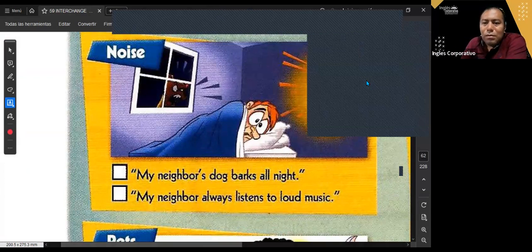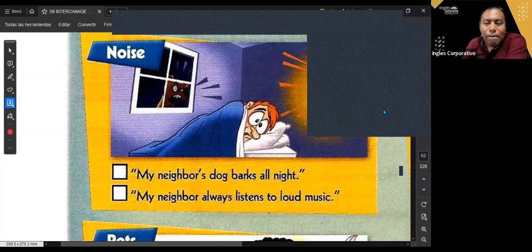Vamos a ver. William Alfredo, puede hablar. Can you help me to read? My neighbor's dog barks all night. Eso me va a leer. William Alfredo. Puede hablar, William. ¿O no le sirve el micrófono?